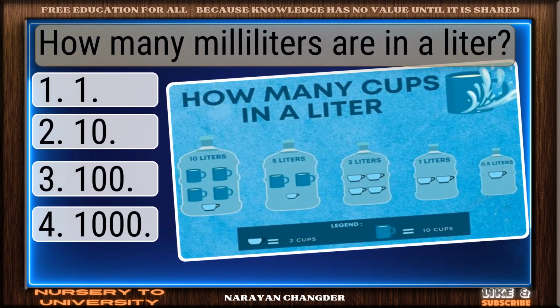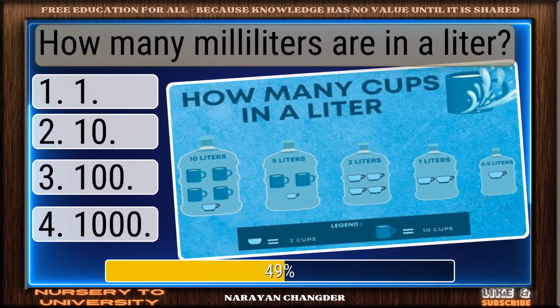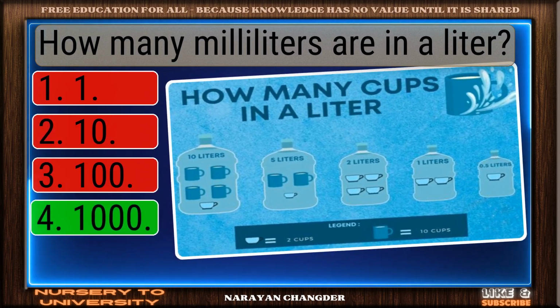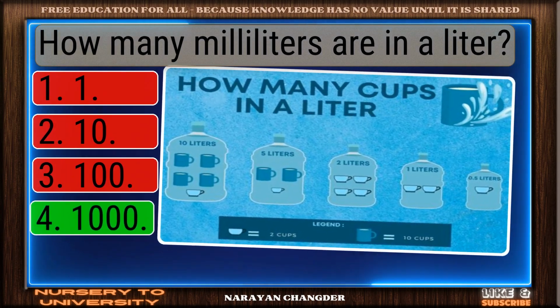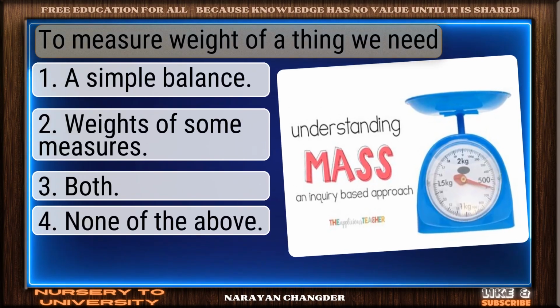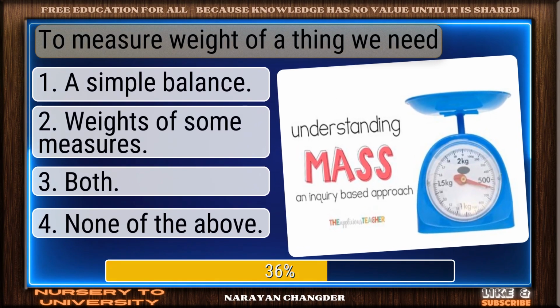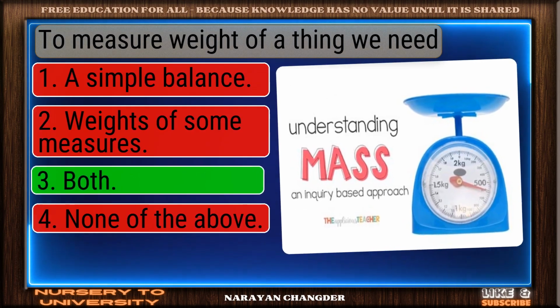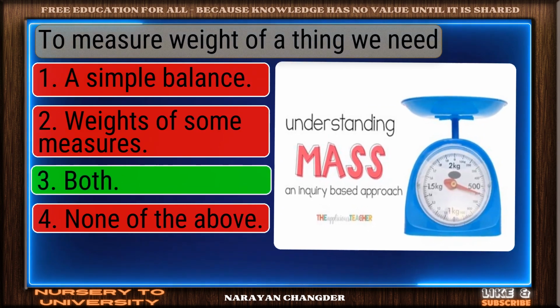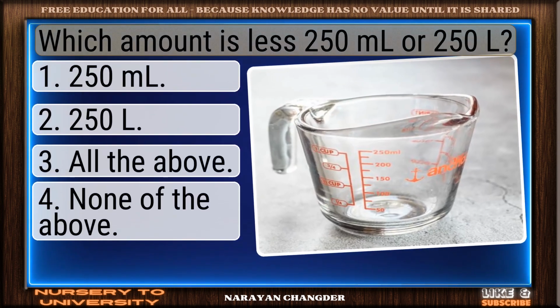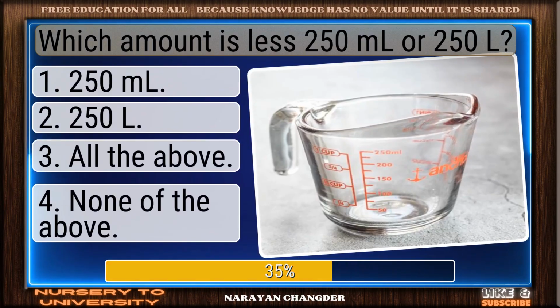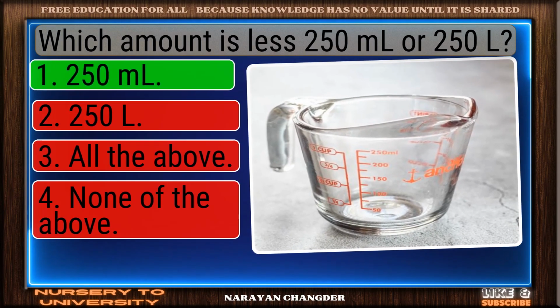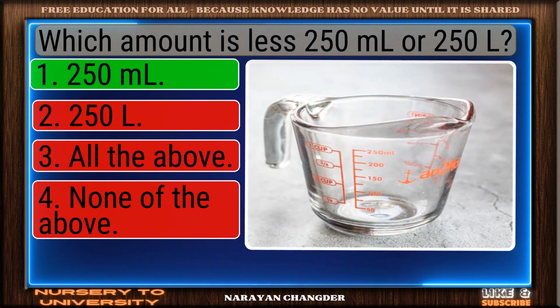How many milliliters are in a liter? On track. 1000 is the correct answer. To measure weight of a thing we need. You chose both, and it is correct. Which amount is less, 250 ml or 250 L? Perfect. 250 ml is the correct choice.